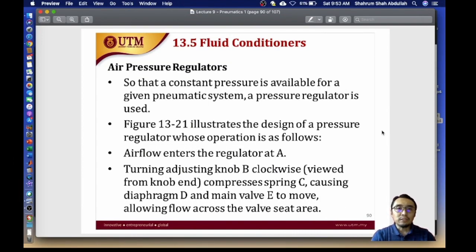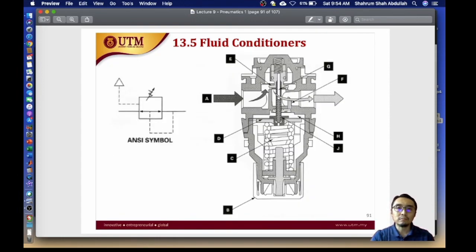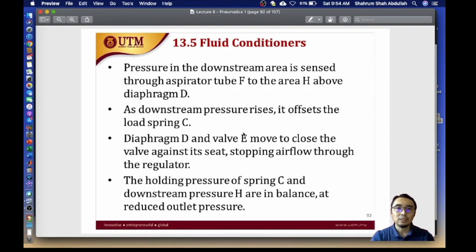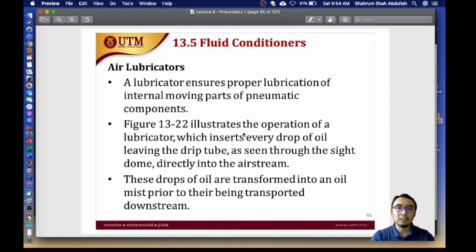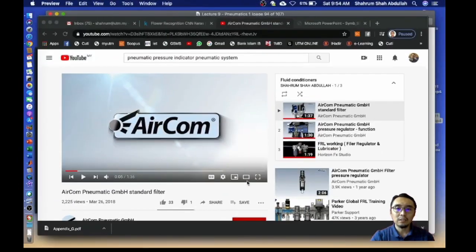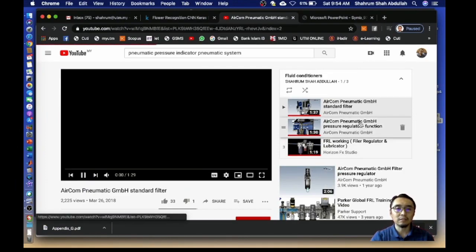Next is the air pressure regulator. Its function is to ensure that the air in your pneumatic system has a constant pressure. Okay, so this is very important for safety, and also to ensure that you have enough power to move your load. So for this one, this is the symbol for the regulator and this is the explanation of it, and we can just have a look at the pressure regulator video.